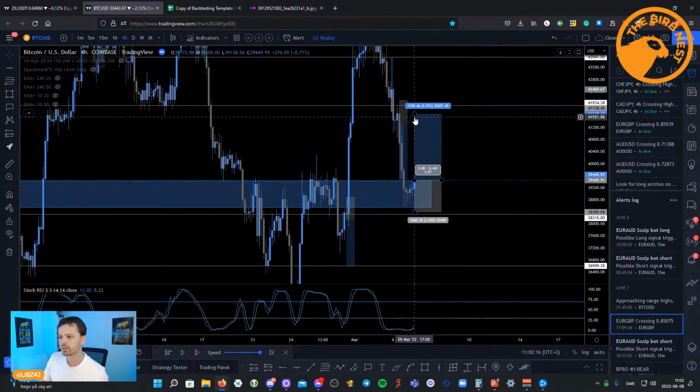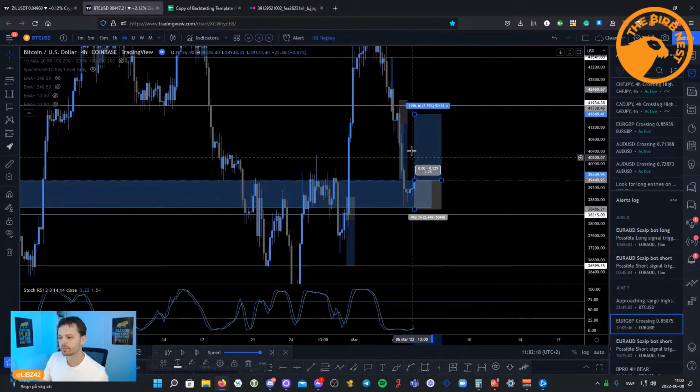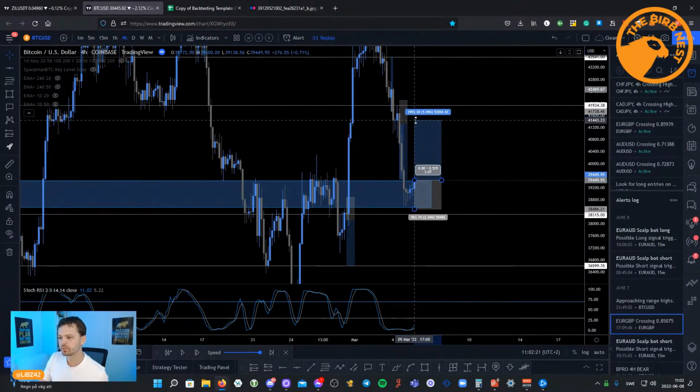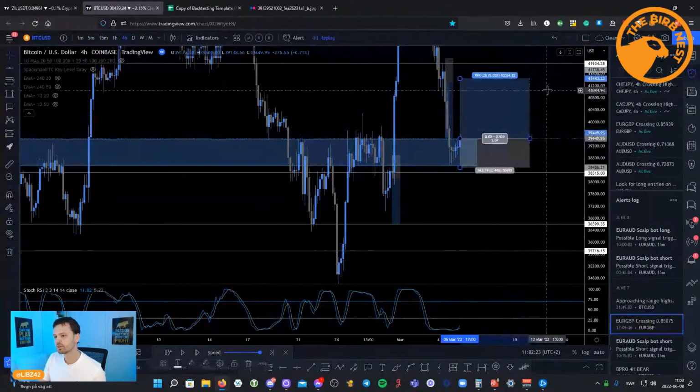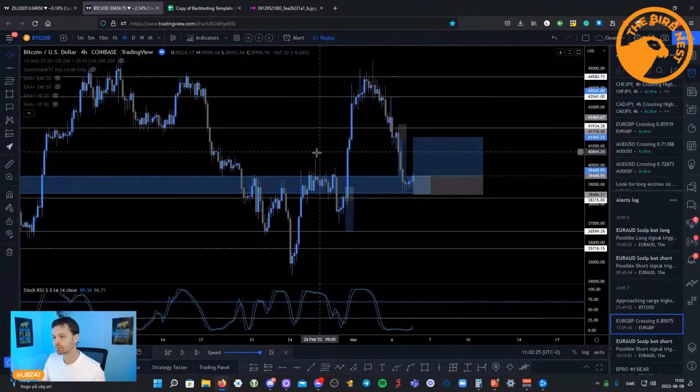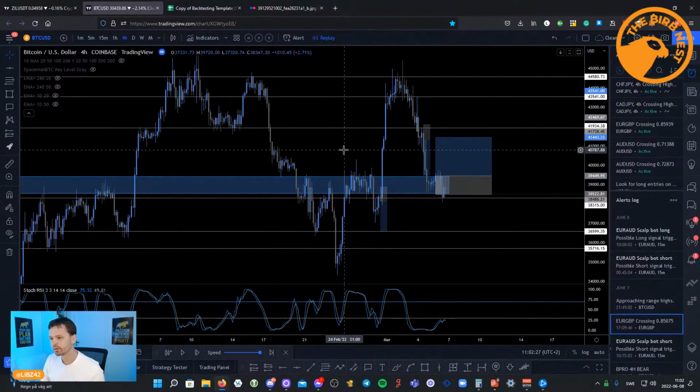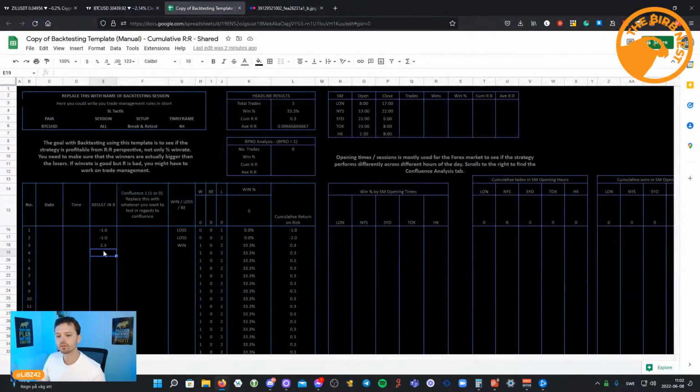So 2R. Let's put a little bit tighter stop loss and put it lower. So that's going to be 2R, right? Let's see how this works. Probably not going to be working very well because we know how Bitcoin has traded, right? So that's a stop out.